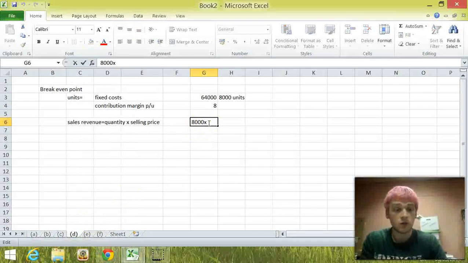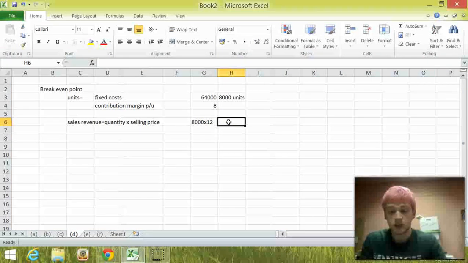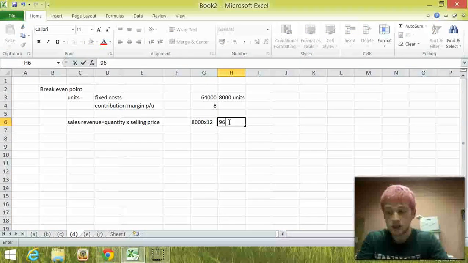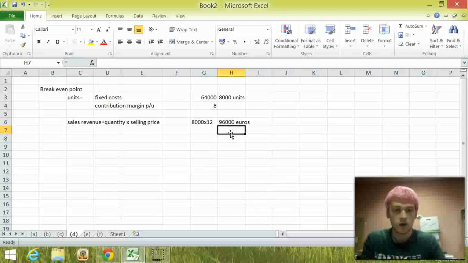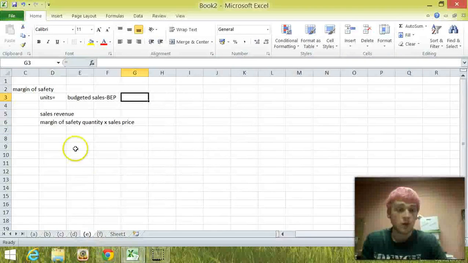So if we multiply by 12, we get an answer of €96,000. So basically what these two figures mean is that we have to produce 8,000 units, and at this point we won't make a profit nor a loss, and at this point our sales revenue will be equal to €96,000.